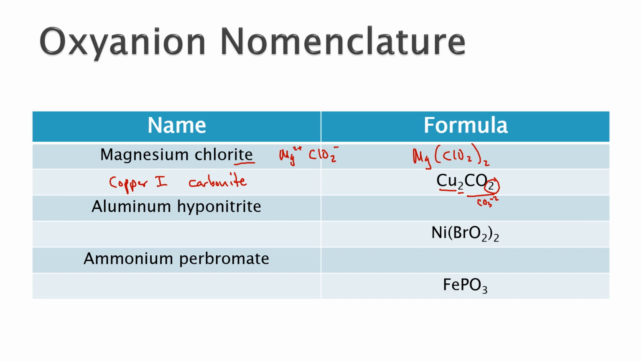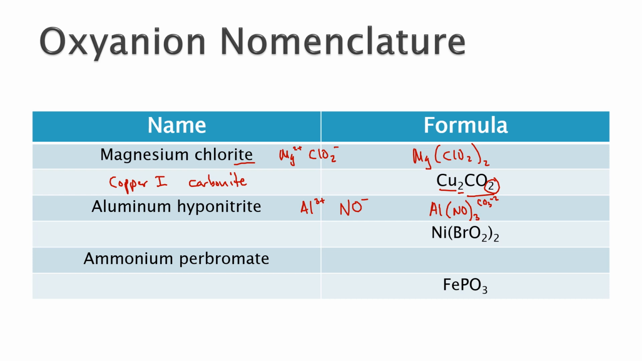Aluminum hyponitrite. All right, so aluminum, of course, is +3. And hyponitrite, so nitrate's NO3, so you take away 2, so this is just going to be NO, and still have that same charge. So it's going to be Al bracket NO, and then 3 of them when you do your crisscross.